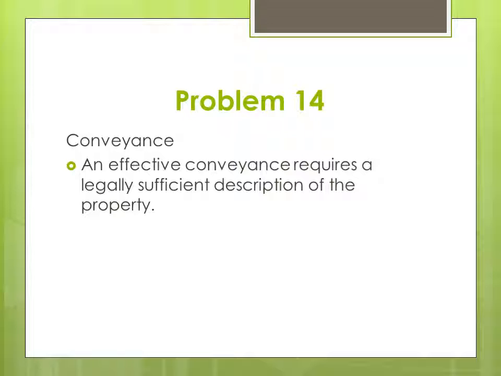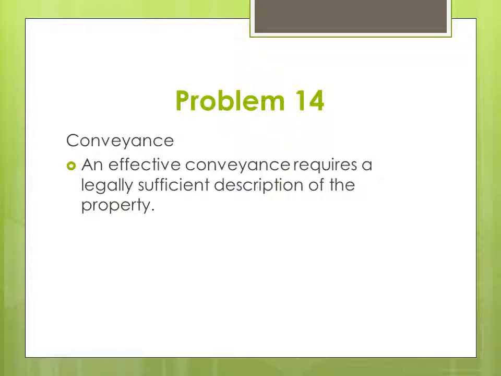An effective conveyance requires a legally sufficient description of the property. If you can reasonably determine what he was trying to sell in the legal description, then it suffices. It doesn't have to be exact. So in this case, since he said all of my land and property dwelling known as 72 Back Road, that is considered reasonable sufficiency. So answer A is correct: sufficient because the discrepancy in the area is not fatal.